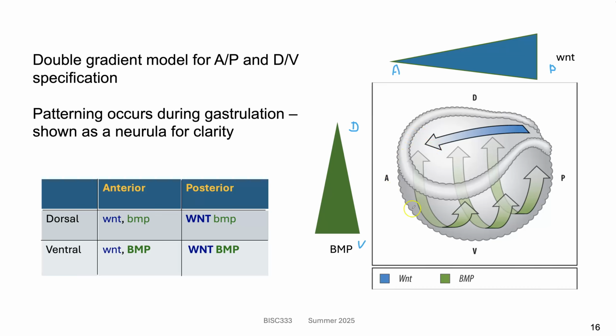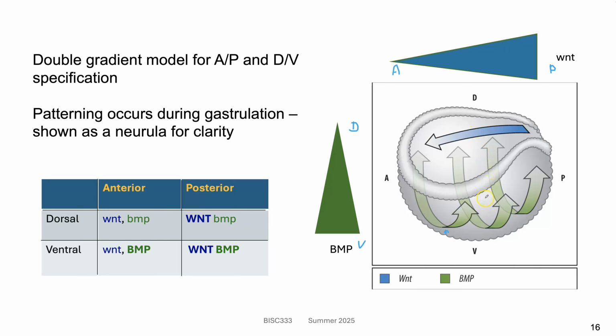And so any place in this embryo, you can tell whether the cells are more ventral or more dorsal, because the ventral ones are going to have high levels of BMP and the dorsal ones are going to have low levels. And then the more posterior the cells are, the more Wnt signal they're going to have. And so, of course, there's intermediates, right? If you're halfway along, you have about half as much of each.